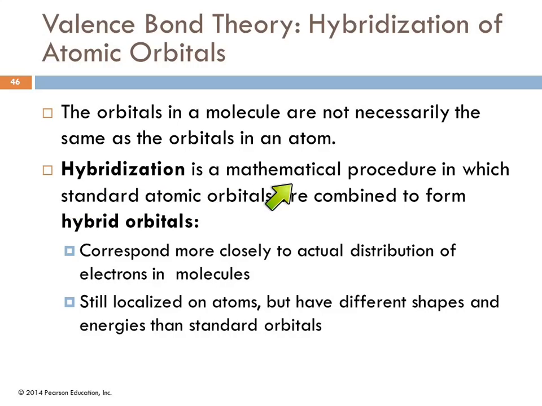In chemistry, this is a mathematical procedure in which we take the standard atomic orbitals and we kind of mash them together, average them in a fancy way, and we get hybrid orbitals. So they come from the atomic orbitals, but they're not the same anymore. And doing this is going to cause us to get a better correlation with the actual distribution of electrons in molecules. We still have these electrons being localized on the atoms, and the orbitals are still localized on atoms, but they're going to have different shapes and energies than your standard orbitals do.